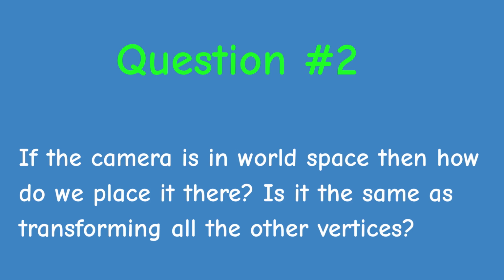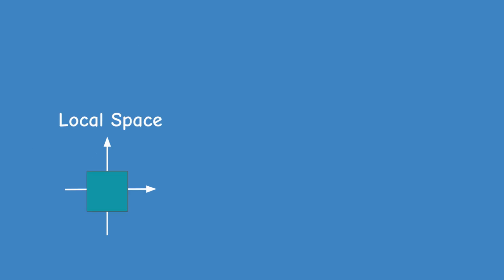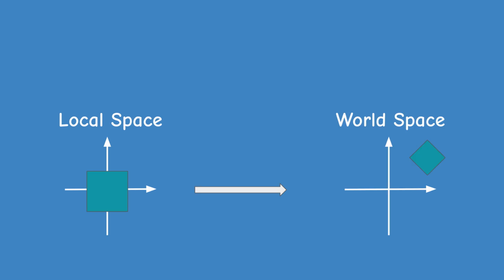If the camera is in the world, then how do we place it there? Is it the same as transforming all the other vertices? This is where the vertices and the camera diverge somewhat. The vertices are transformed from local to world space by applying a world space matrix on their local position in the vertex shader. This matrix is constructed using the scale, rotation, and translation of the model that contains them.